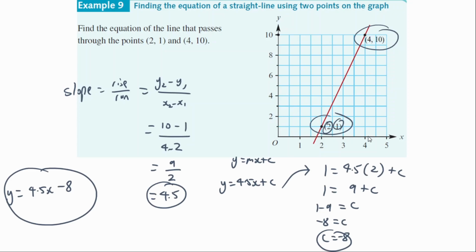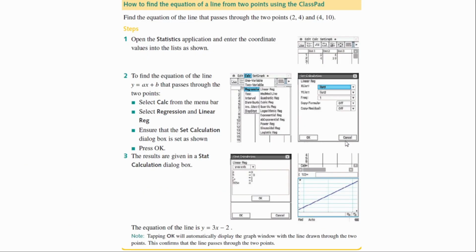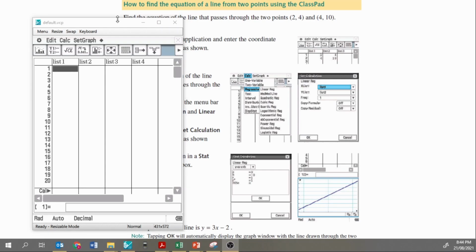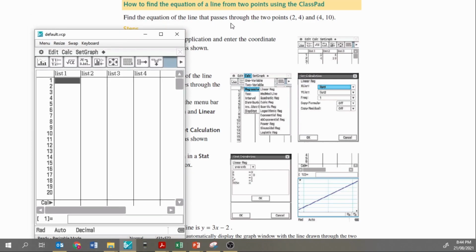Alright, so now we know how to do this by hand. That was our second goal. Let's have a go at doing it using a CAS calculator. So all the steps are there for you to look at, but let's get your CAS calculators out and do this one together. So once you've got your CAS, we're going to click the stats option there. So click on stats. And the question says find the equation of the line that passes through the 2 points (2, 4) and (4, 10).